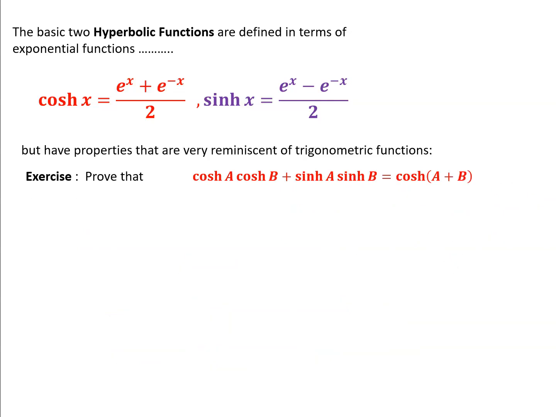Okay, now what I'd like you just to do at this stage is to pause the video and use a similar method to the previous example to prove that cosh a cosh b plus sinh a sinh b is always going to be the same thing as cosh of a plus b. So pause the video and just work through that question.